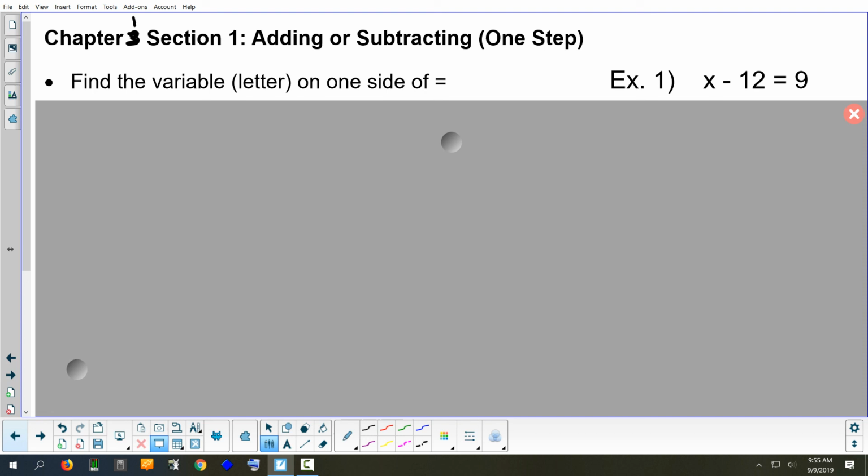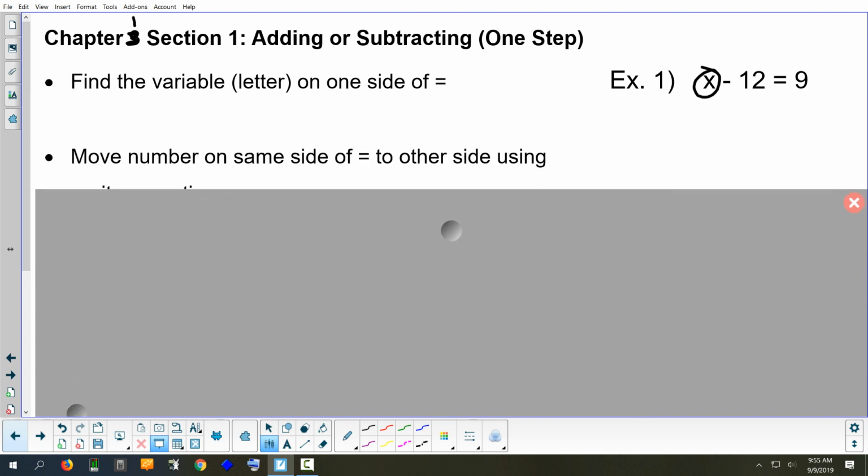So find the variable in the equation. Blake, what's the variable here? X. Where is it? On which side? The left, yes, that's the left. That's your variable. I know this is almost preschool. If you want to circle it, you can. You don't have to, but just make sure you know where the variable is.